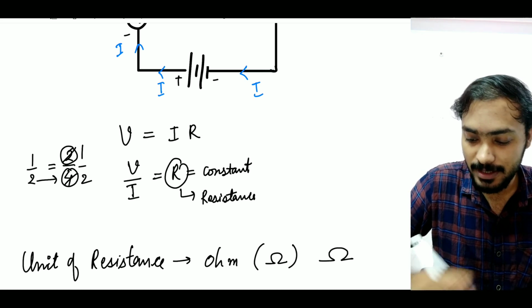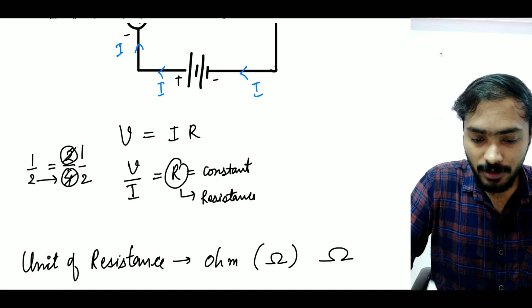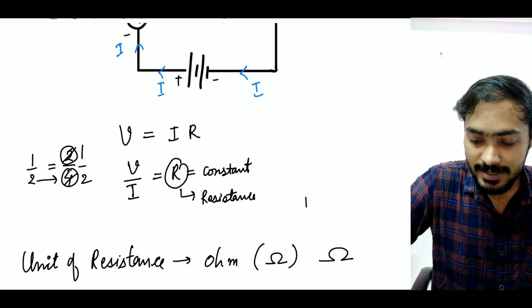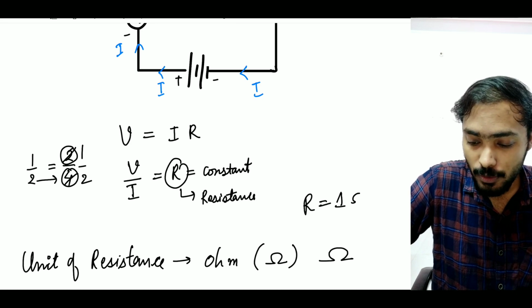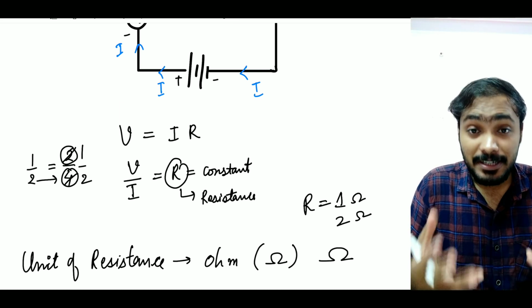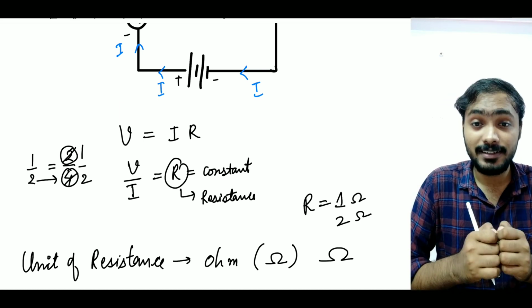This is the sign of omega, right? It's a Greek symbol. So we call it omega, or in short form, we just say ohm. So you can simply say resistance can be 1 ohm, 2 ohm, or maybe 1000 ohm, depending upon our requirement. So resistors are the devices which are used to control the current.